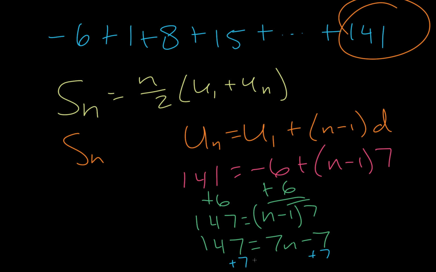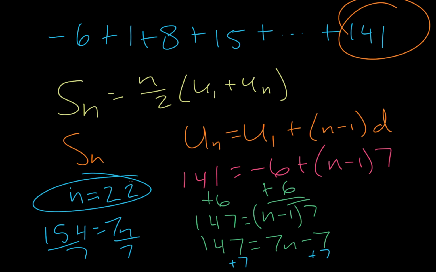Add 7 to both sides. So we get 154 equals 7n. We divide by 7, divide by 7. And so n is equal to... sorry, 22. So n is equal to 22. This isn't our answer, but we will use it in this formula now.